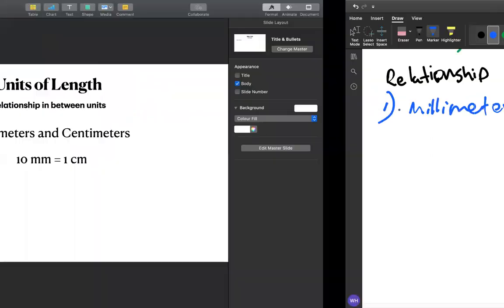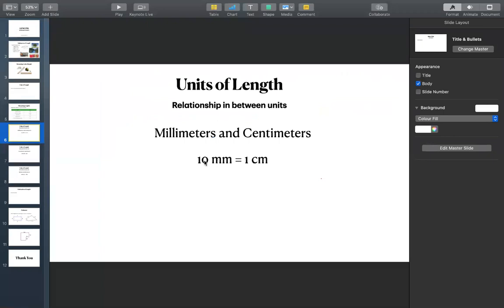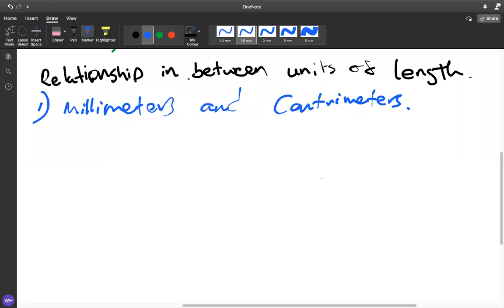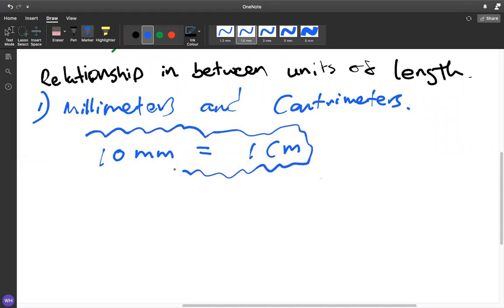Okay, and we know that the relationship in between millimeters and centimeters is that 10 millimeters will be equal to 1 centimeter. Right. Write this and draw a box around it. You can write that 10 millimeters will be equal to 1 centimeter. And you can make a square or kind of a thing around this, which you can see very clearly.